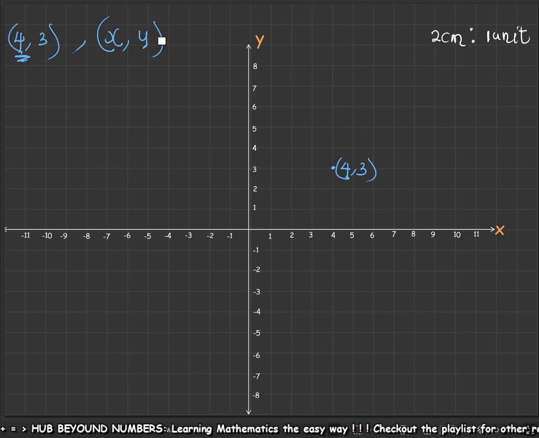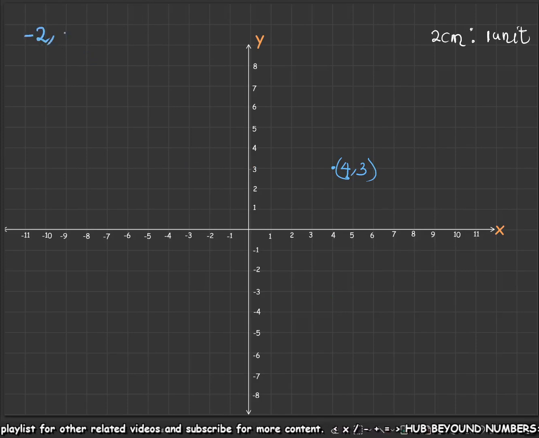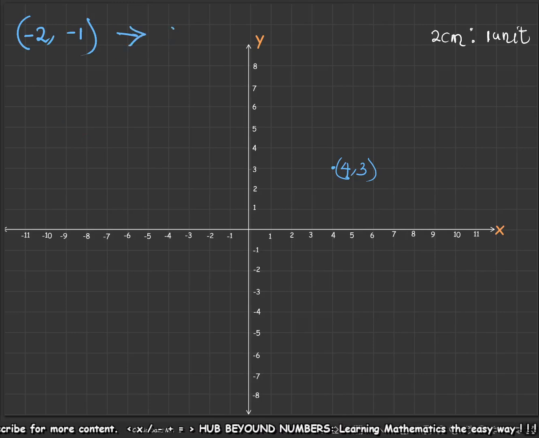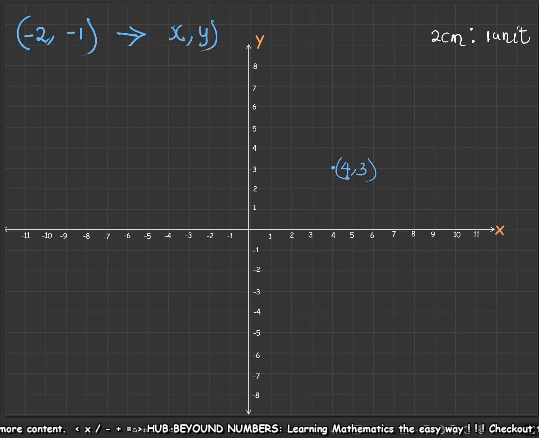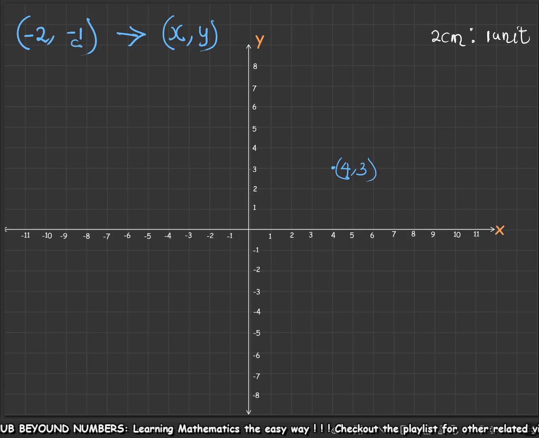Okay, so let's look at some more. So our next one we'll be looking at is to plot (-2, -1). And remember, as I said, coordinates are written in the form (x, y). So you go to the x-axis, locate your first number, go to your y-axis and locate your second number, and that will be where your coordinate is. That is when you look for their point of intersection.